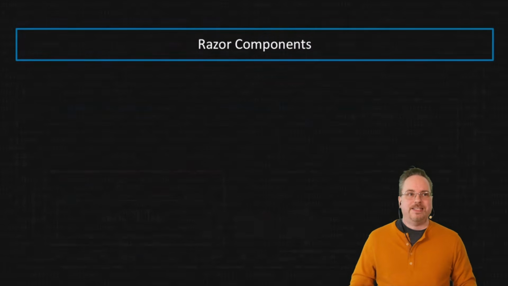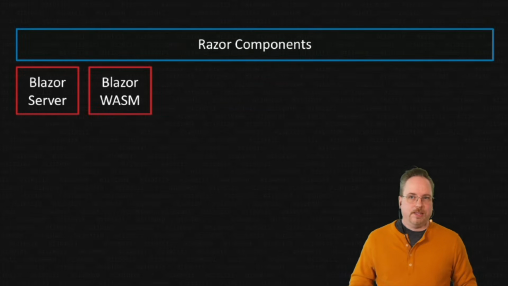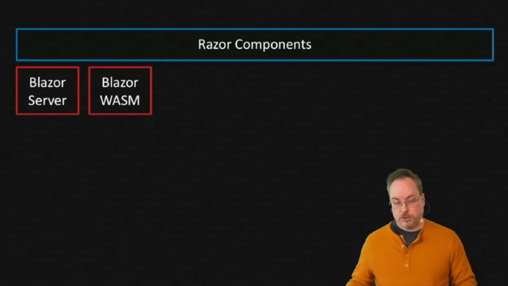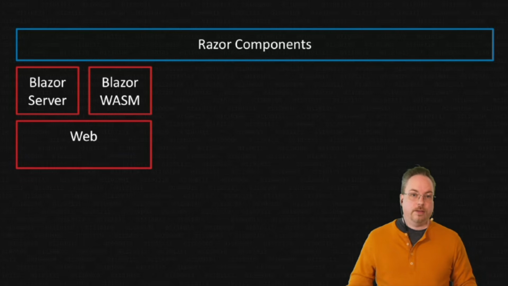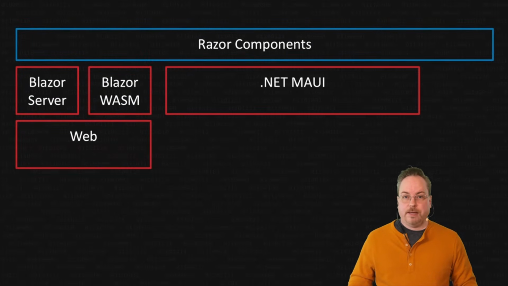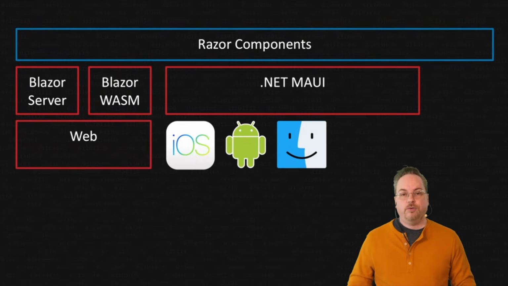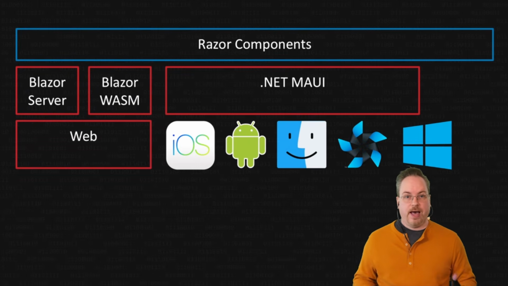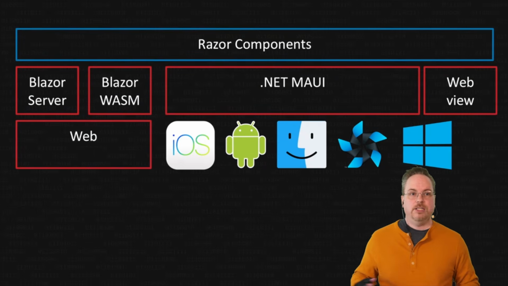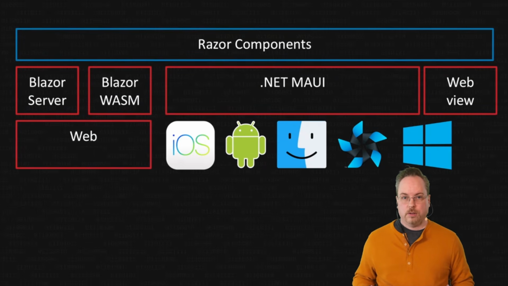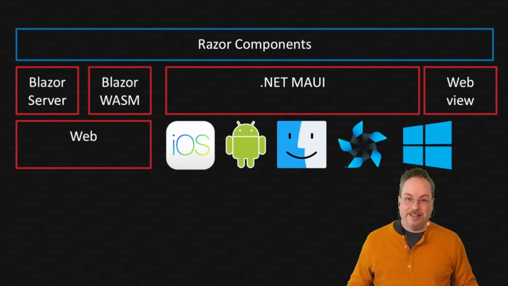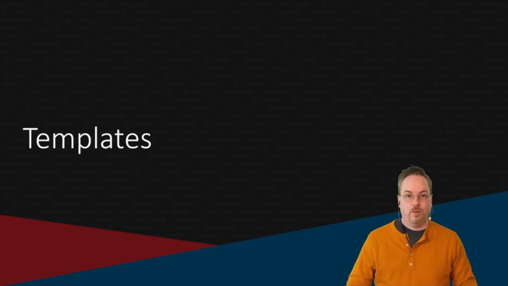So using the same Razor components, using Blazor Server and Blazor WebAssembly, and of course static server-side rendering, we can reach the web. Using .NET MAUI, we can reach iOS, Android, macOS, Tizen, and Windows. And thanks to the Blazor WebView, we can also integrate this into WPF and WinForms. I mean, seriously, this is a really, really good time to be a Blazor developer. We can reach all these platforms with the stuff that we hopefully already know.